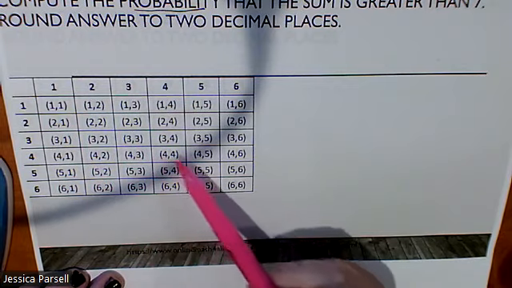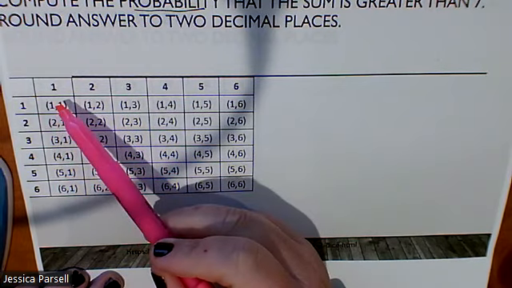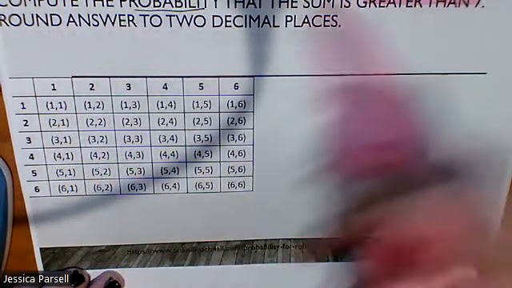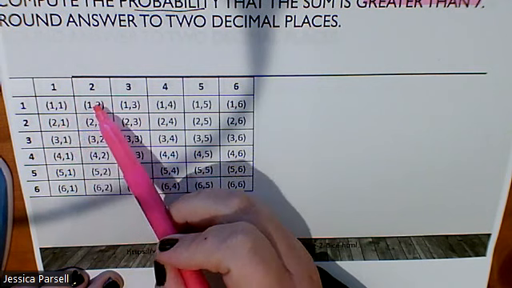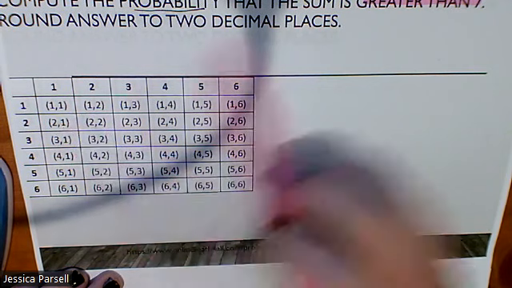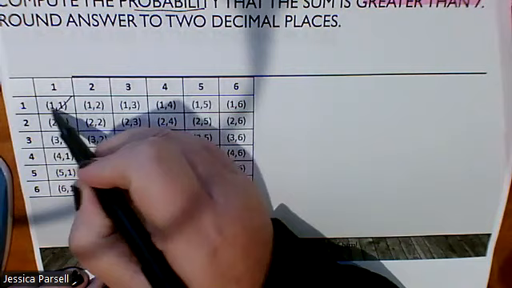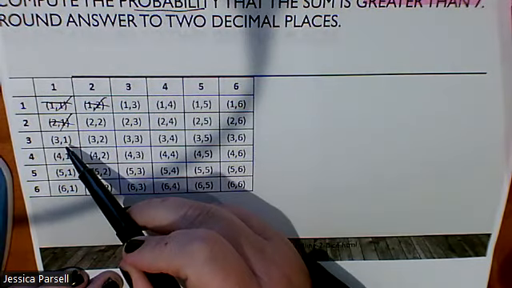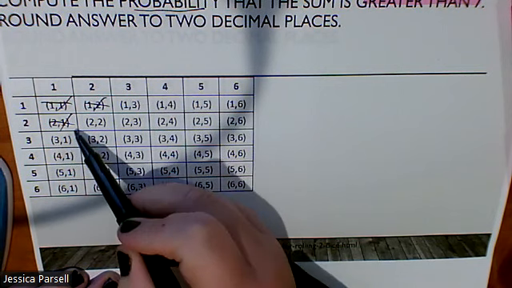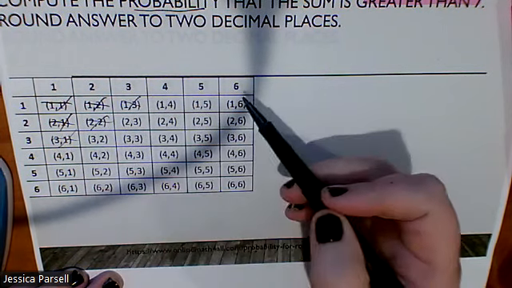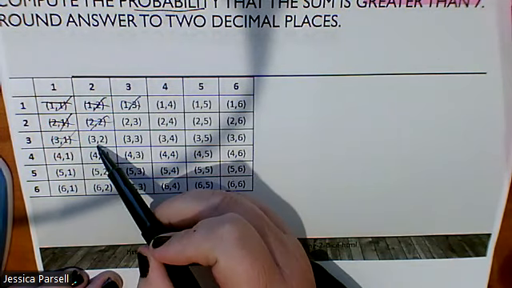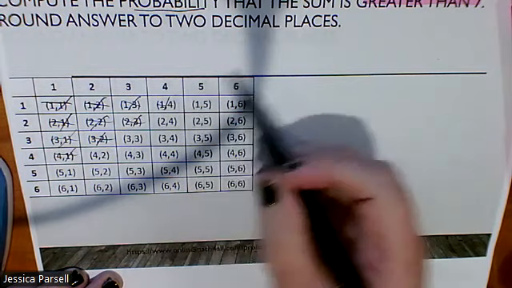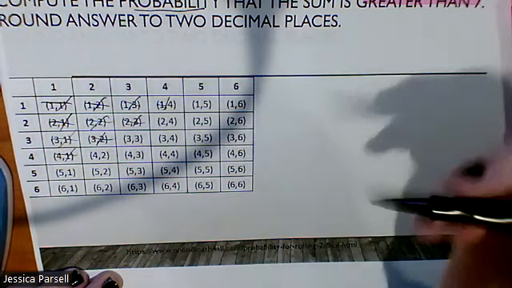If you start to think about things on the diagonal here, 1 and 1 is 2, so that's not going to be greater than 7. Then 2 plus 1 is 3, 1 plus 2 is 3, so that's not going to work. So it's not going to be these. Look at this next diagonal. 3 plus 1 is 4, 2 plus 2 is 4, 1 plus 3 is 4. So it's not going to be these. 4 and 1, 3 and 2, 2 and 3, 1 and 4, all add to 5. So still none of these have a sum that's greater than 7.